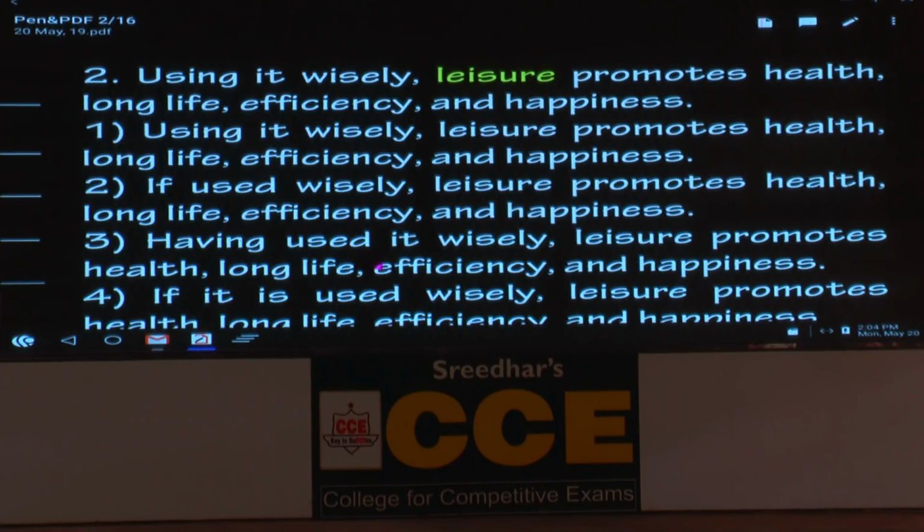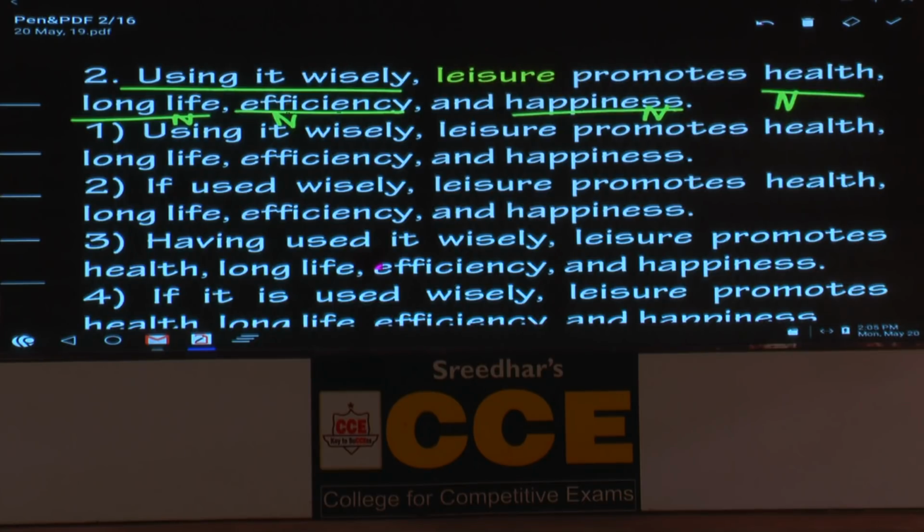At the outset, when you see a question like this, you have to think of parallel expression. Now we'll ask the question, we'll not consider the first part, just keep it aside. Leisure promotes what? You ask the question. Leisure promotes what? Health. Which part of speech is it? Long life, efficiency, and happiness. So do you find any error here? No. Perfect. Parallel expression, perfect. Now you have to decide, using it wisely. Leisure promotes health, long life, efficiency, and happiness.